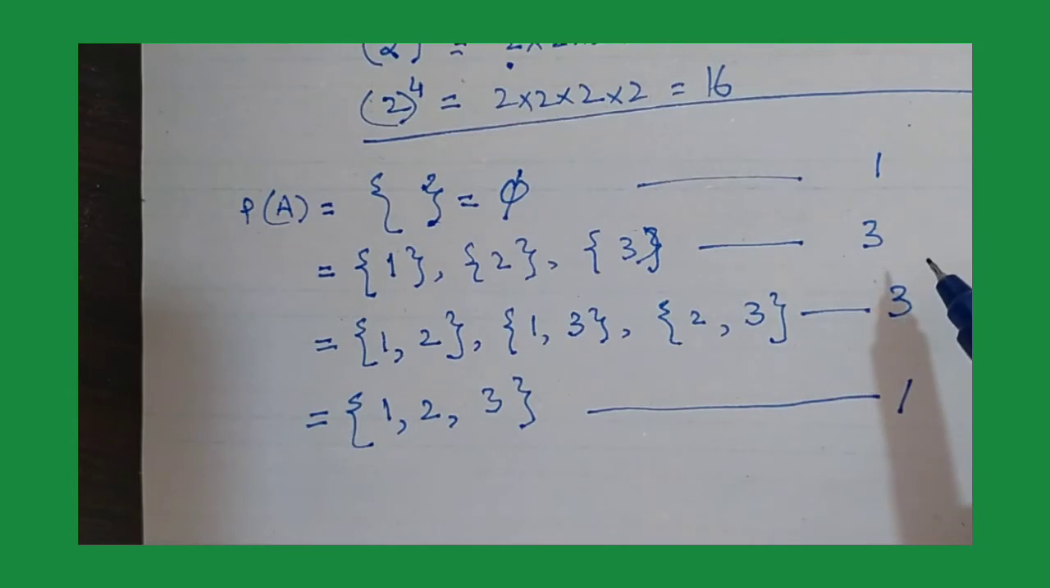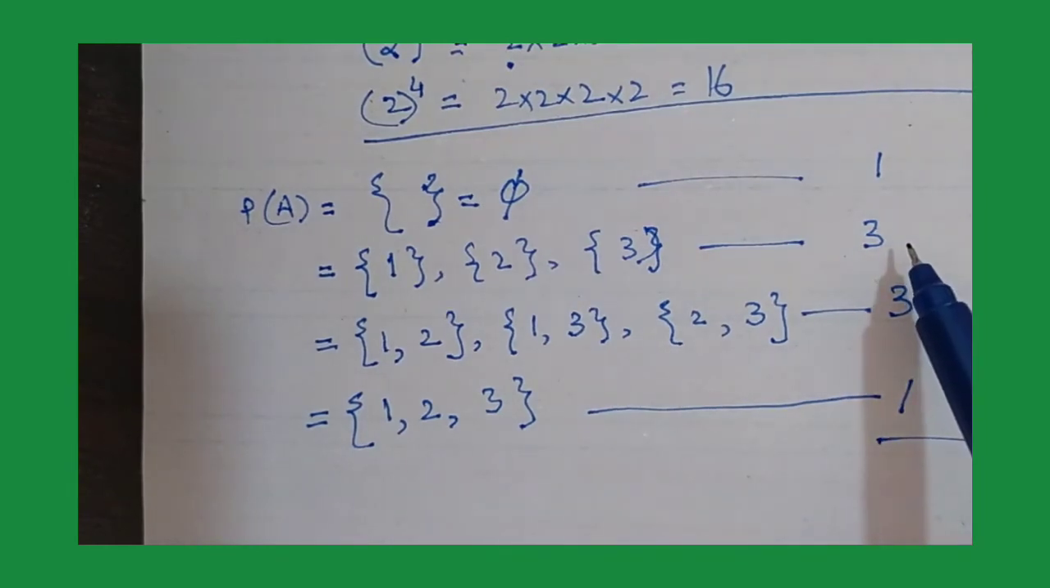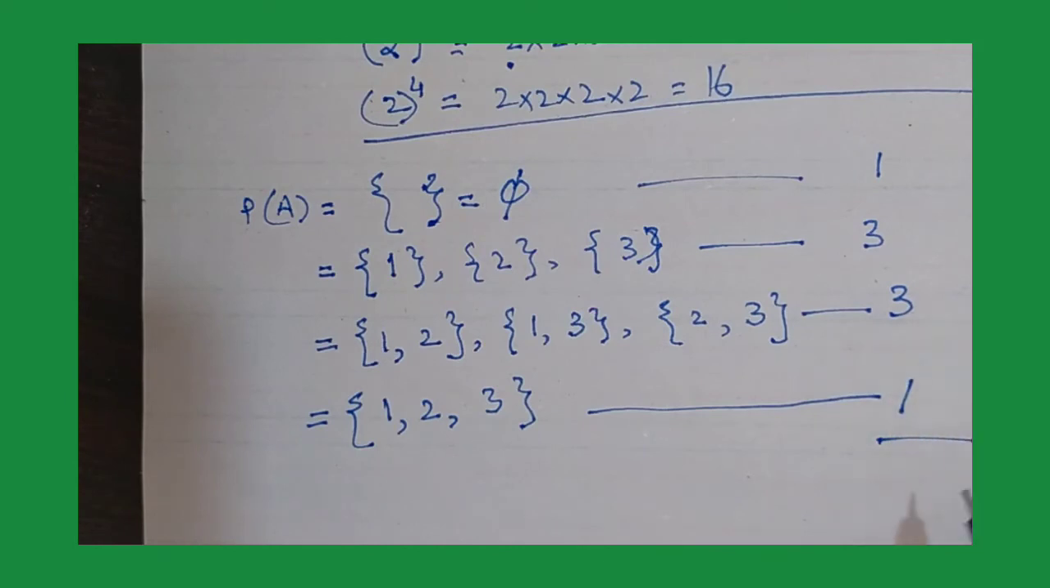One empty set, 3 sets having only one element, 3 sets having 2 elements, and one improper subset, which means the same set. If we count these sets, total: 1 and 3 will be 4, 4 and 3 will be 7, 7 and 1, 8. Therefore, there are 8 possible subsets. The number of possible subsets of set A is 8.